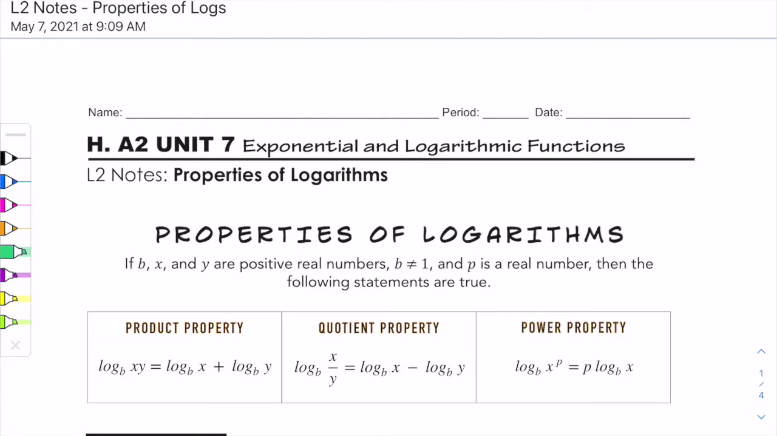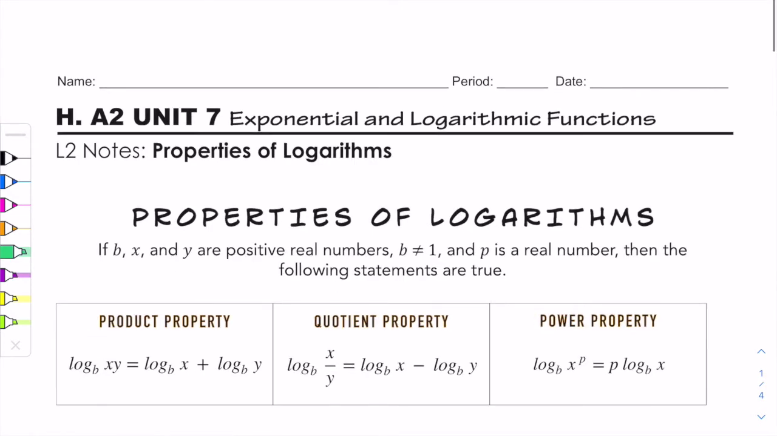Today we're going to continue looking at logarithms. Specifically, we're going to look at properties of logarithms. These properties are going to allow us to expand and condense different expressions, and in turn, this will allow us to solve more complex equations.